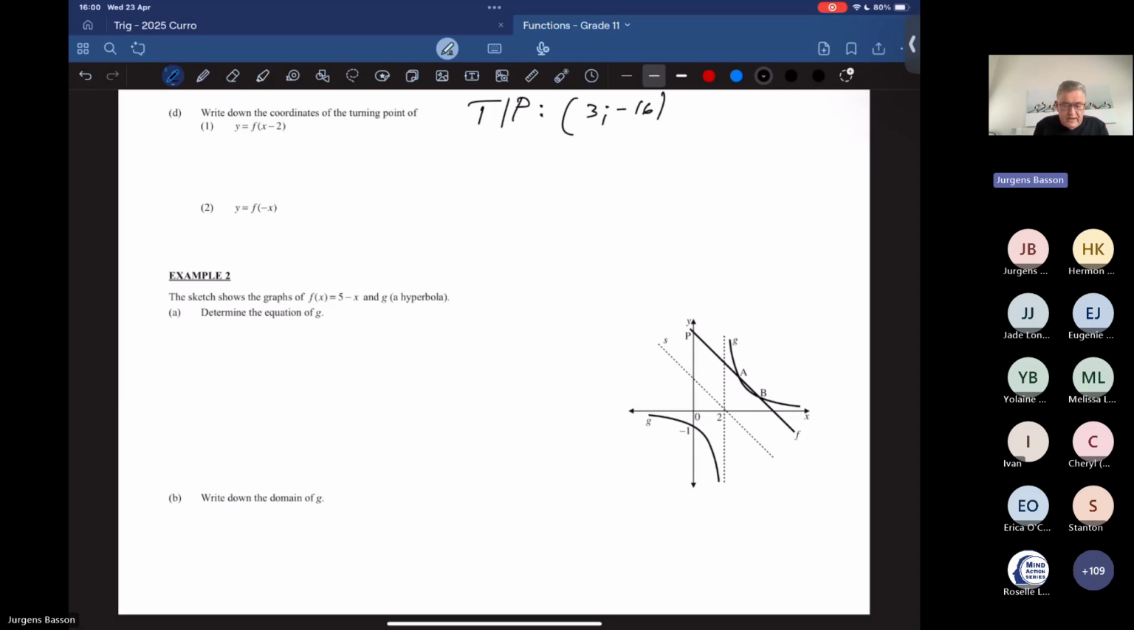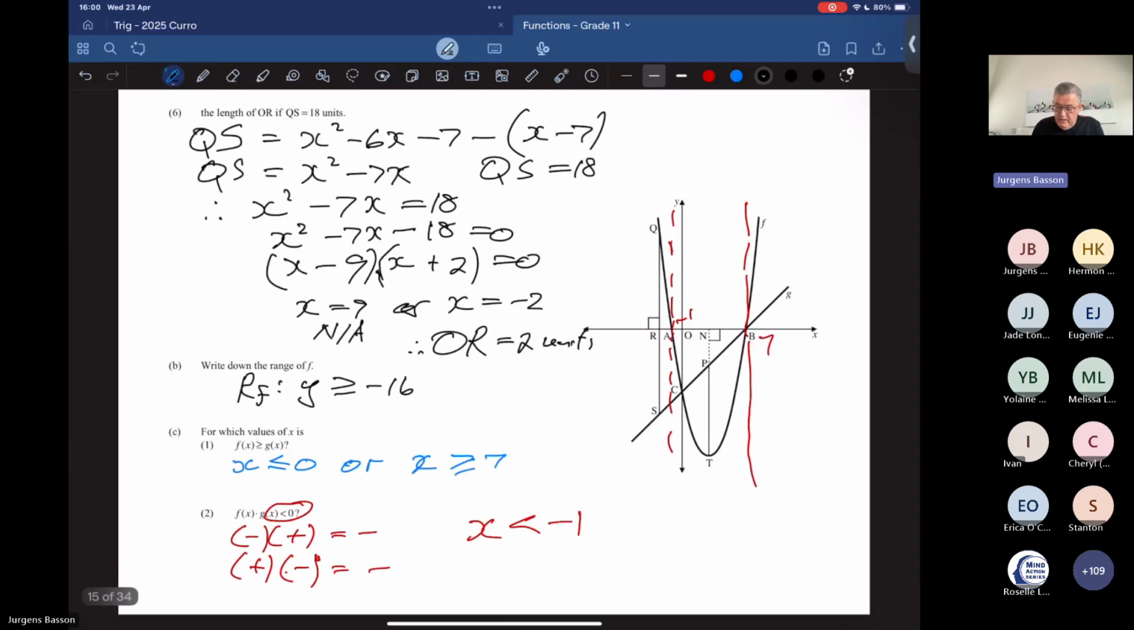So what they say now to us, they say, apply this transformation and give us the new turning point after you transformed. Now, this transformation, very clear, this is a horizontal shift. And like we said before, we take x minus 2, put it equal to 0, so x is equal to 2. So that means the parabola will move 2 units to the right. This is where it is at the moment at 3, and it will move 2 units to the right.